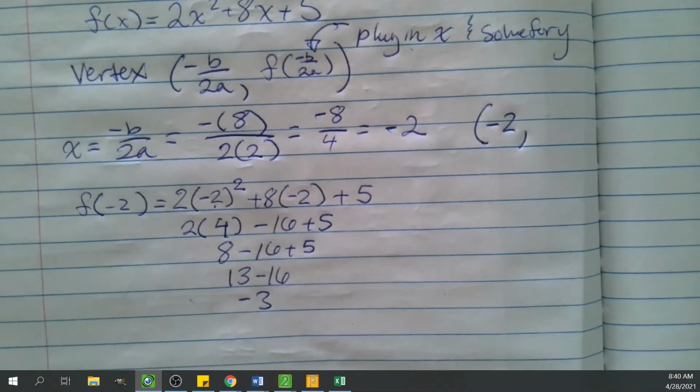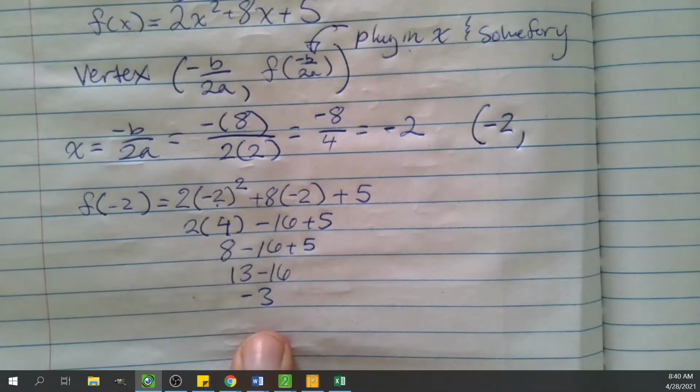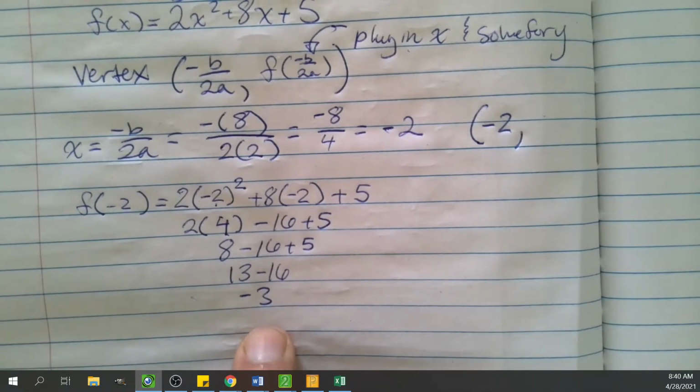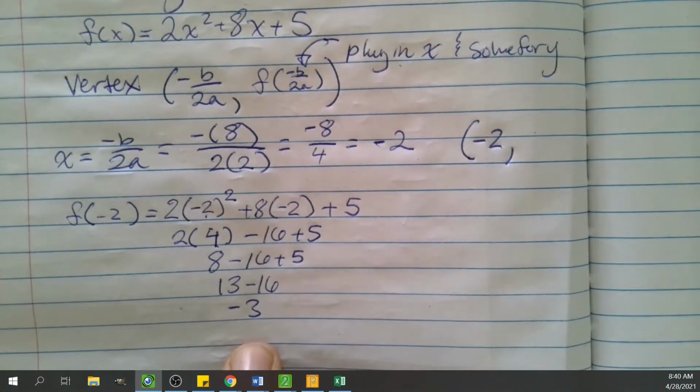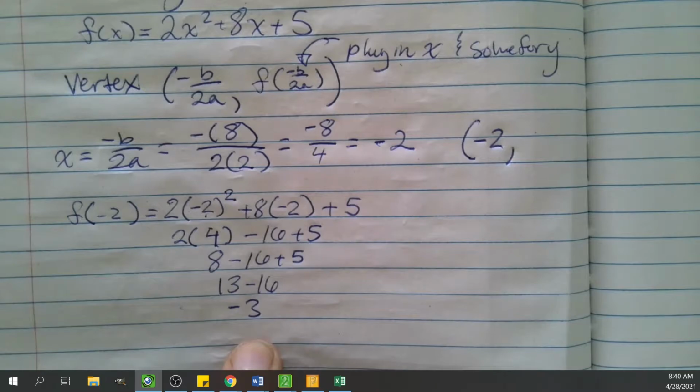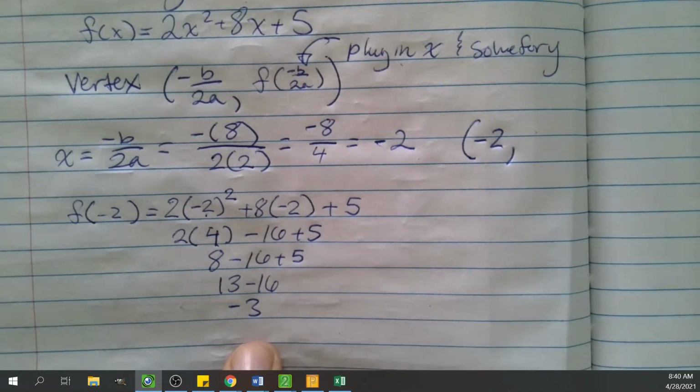-3. Victoria, what do I do with that -3? What is that -3? An X, a Y? It's a Y. Is it a special Y? It's the Y coordinate for what special point on the graph? The vertex, yeah.